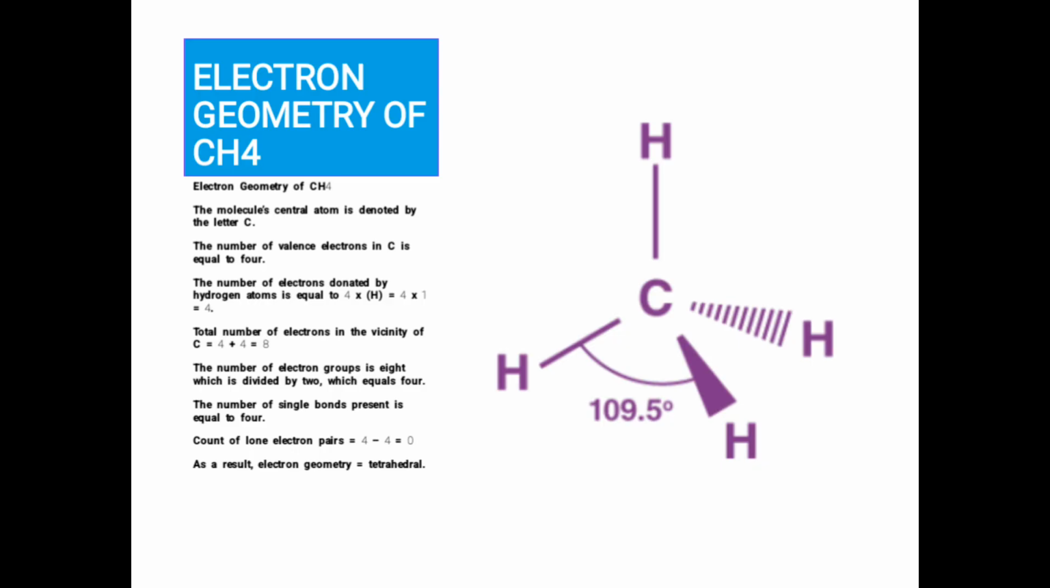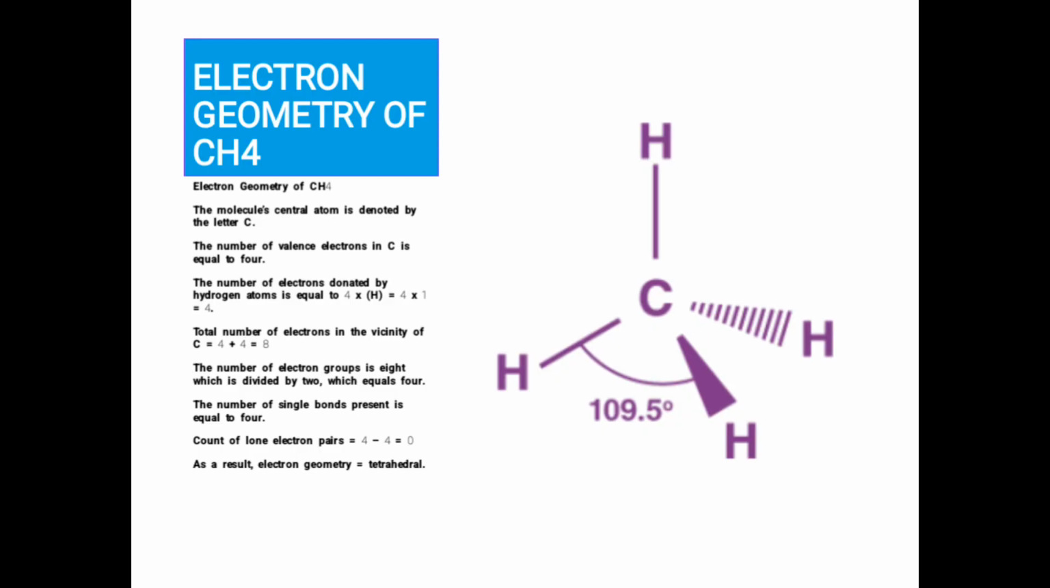That means the total number of electrons within the vicinity of C will be 4 plus 4, which is 8. Why? Because 4 is coming from carbon and 4 is coming from the 4 hydrogen atoms surrounding that carbon. So you have a total number of electrons of 8. Then the number of electron groups is 8 divided by 2. When you take the total number of electrons and divide it by 2, it gives you 4. So the number of single bonds present will be equal to 4.